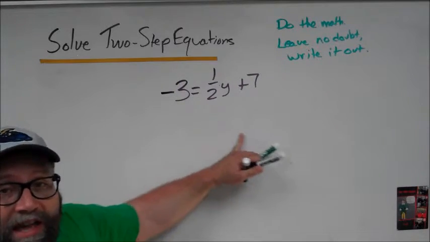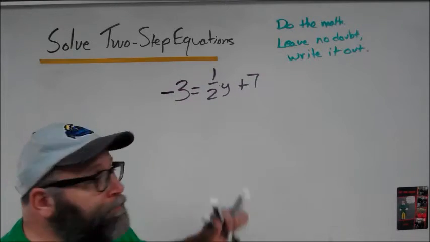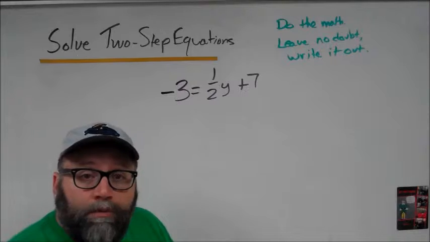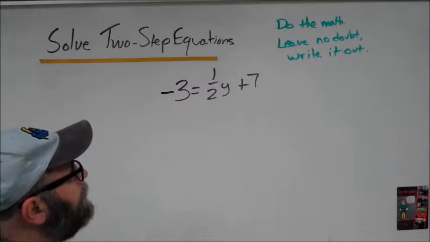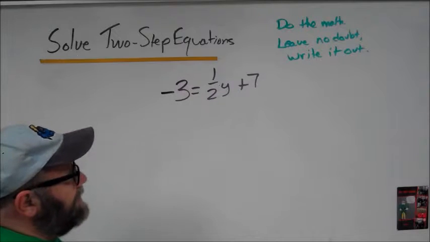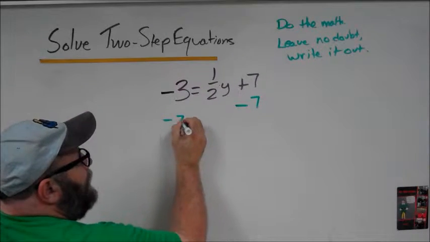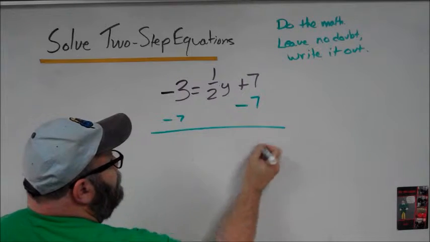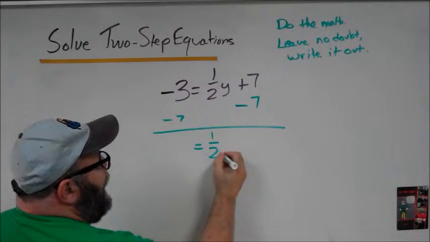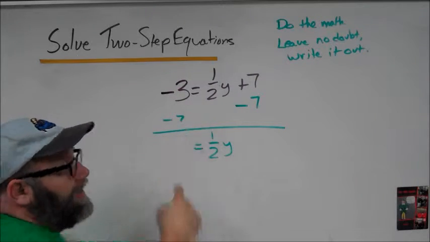Everything we do is going to be exactly the same. So don't try to flip this back and forth. Just work with it the way that it is. So first step is the same thing we did last time. Let's try to get y by itself. And to do that, let's start by subtracting 7 from both sides. So minus 7 and minus 7. That's going to leave me 1/2 y over there. And then over here, I've got a negative 3 and a negative 7.